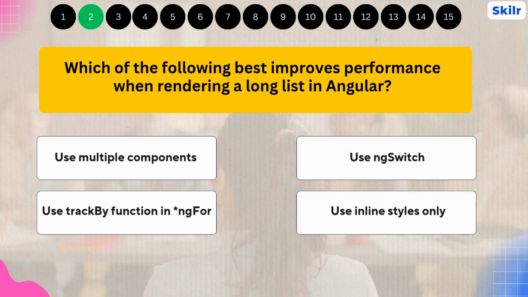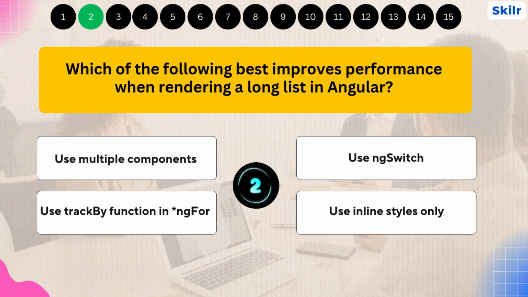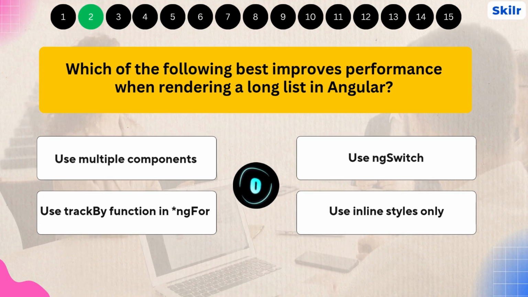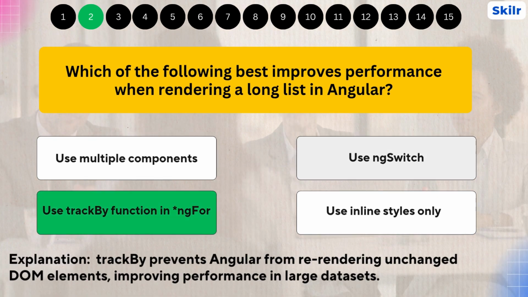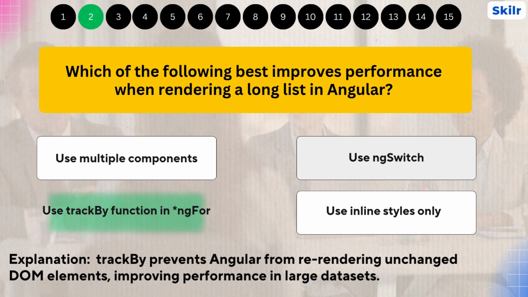Question 2. Which of the following best improves performance when rendering a long list in Angular? The correct answer is use trackBy function in *ngFor. As trackBy prevents Angular from re-rendering unchanged DOM elements, improving performance in large datasets.